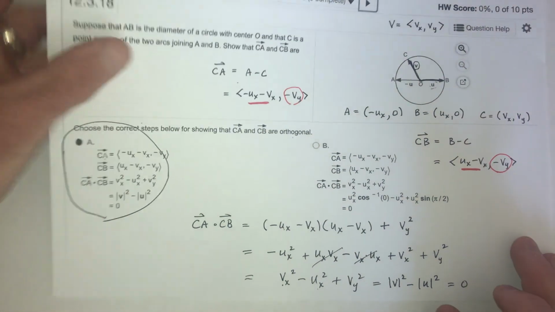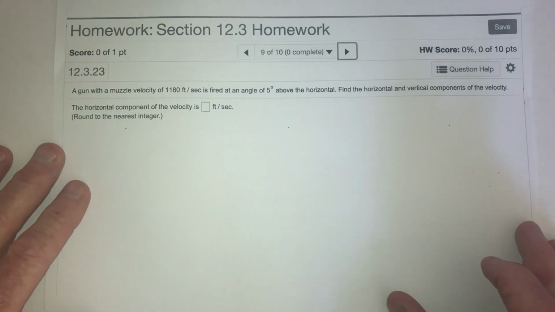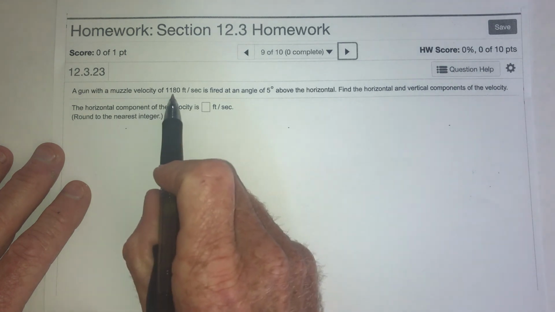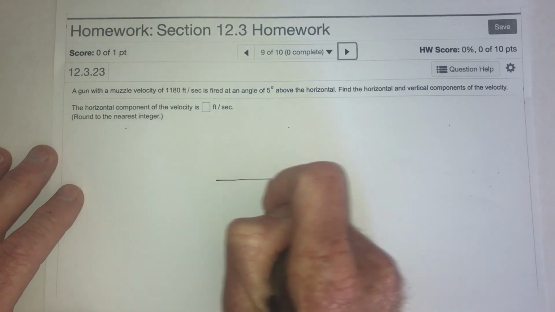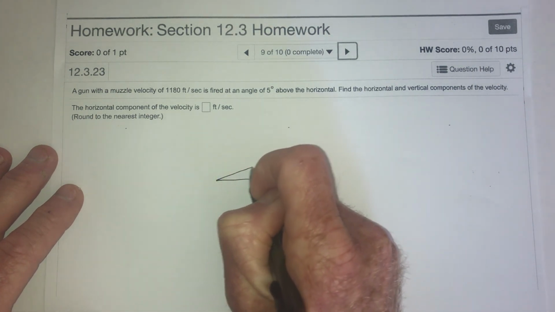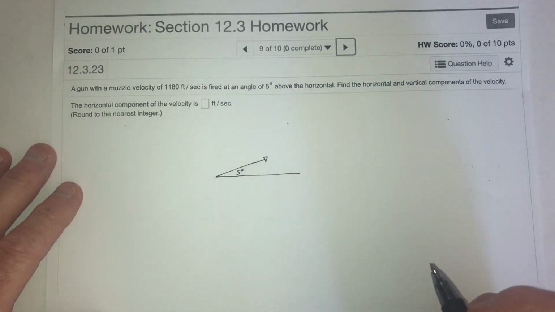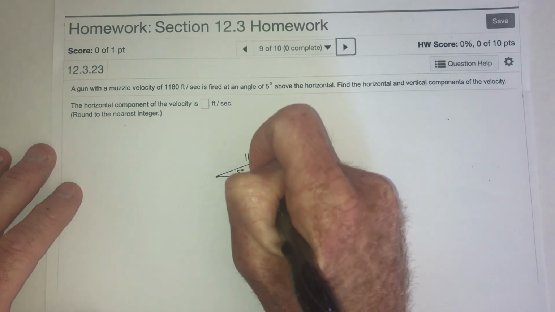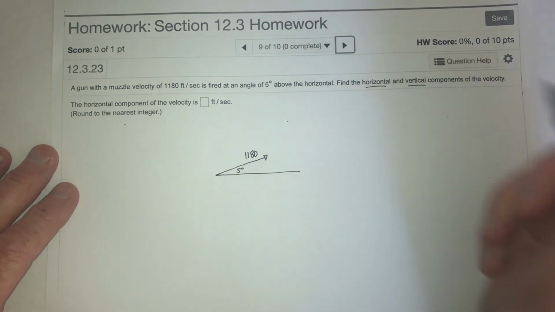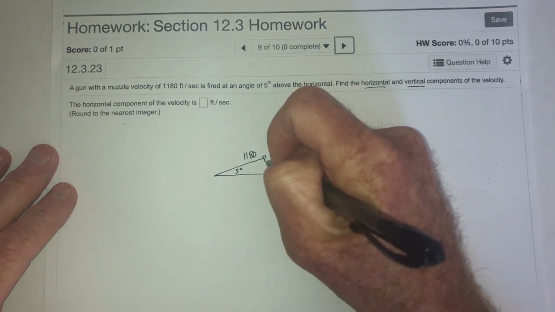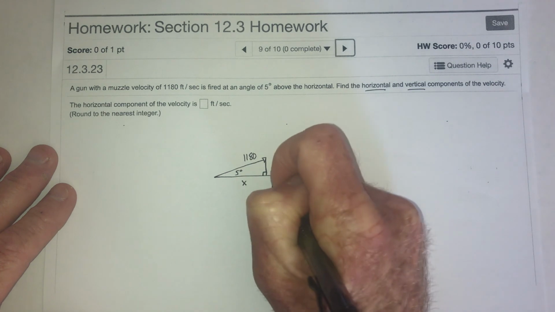Well, believe it or not, we got time for one more. It's going to go fast. A gun with muzzle velocity of 1180 feet per second is fired at an angle of 5 degrees. So here's the horizon, here's 5 degrees, and it's going to fly out at 1180 feet per second. Find the horizontal and vertical component of the velocity. That just means make a right triangle and find out what x is and find out what y is.